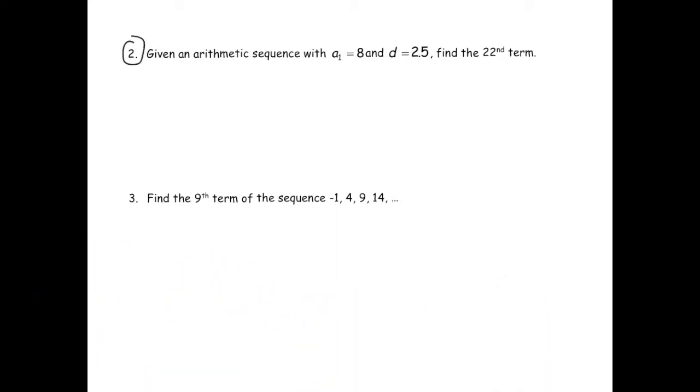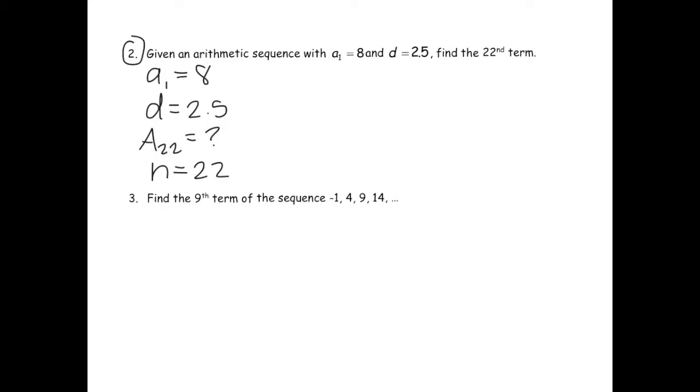Number 2. Given an arithmetic sequence with a sub 1 equals 8. That's important. And a common difference, d, is equal to 2.5. Find the 22nd term. So that means you're trying to find a sub 22, and that means n is equal to 22. All right, so this is all the information that we have.